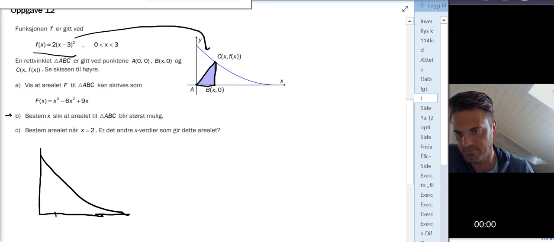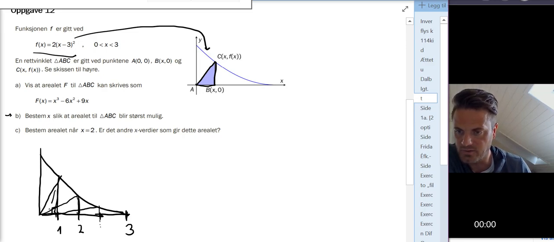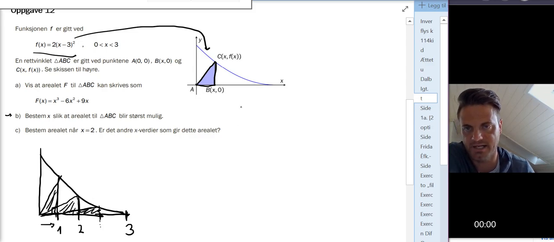So we can, for example, the zero point here is 3, by the way. We can choose x equals 1, then we get this triangle, which is pretty nice. Or we can choose x equals 2, then we get this triangle. Or we could pick x equals 2.5, then we get this triangle and so on. And the question is, how far do we need to go on the x-axis if we want to maximize the area of this triangle?